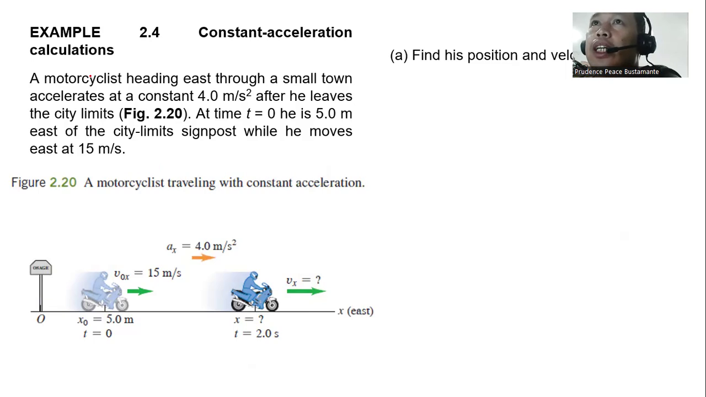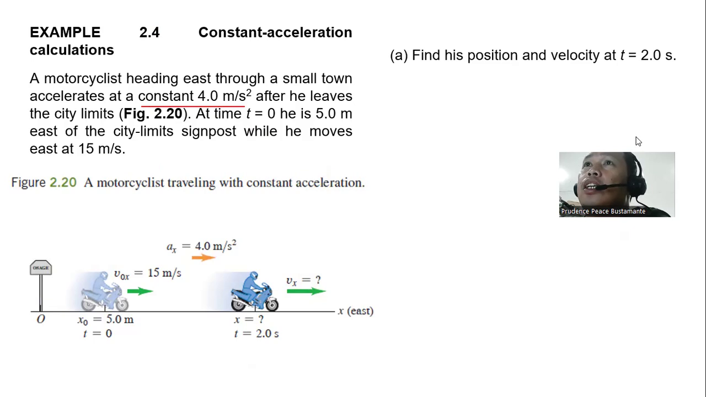A motorcyclist heading east through a small town accelerates at a constant 4.0 meters per second squared after he leaves the city limits. So we have a constant acceleration. This is the city limit, this is our origin. At time t equals 0, the moment you measured it, he has an initial position of 5.0 meters, an initial velocity of 15 meters per second, and a constant acceleration of 4.0 meters per second squared.